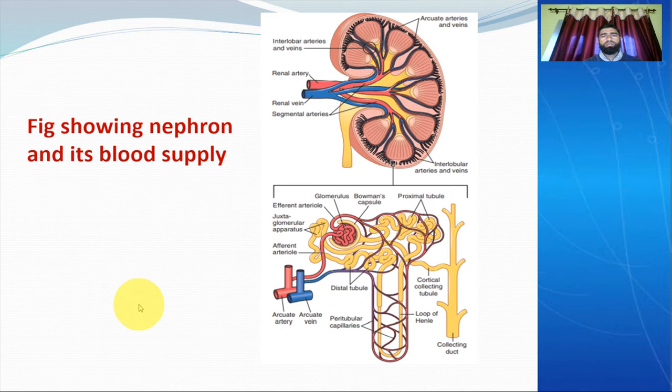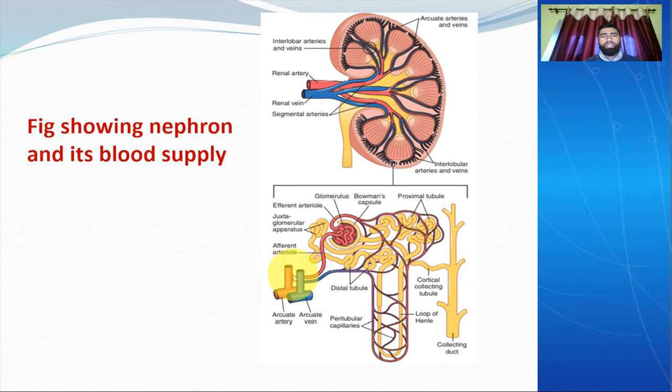The slide shows the nephron and its blood supply. Here you can see the nephron. First, it consists of this Bowman's capsule. Bowman's capsule is followed by the proximal convoluted tubule, that is PCT. It then leads into the loop of Henle. This loop of Henle is then followed by the distal convoluted tubule, that is DCT, and DCT then leads into the cortical collecting duct and finally the main collecting duct.